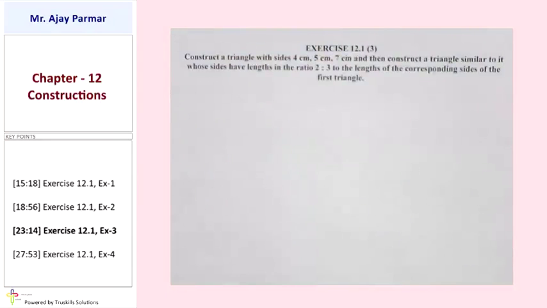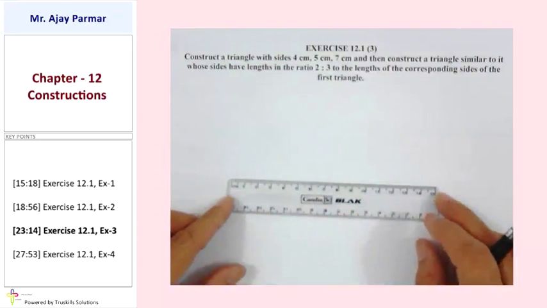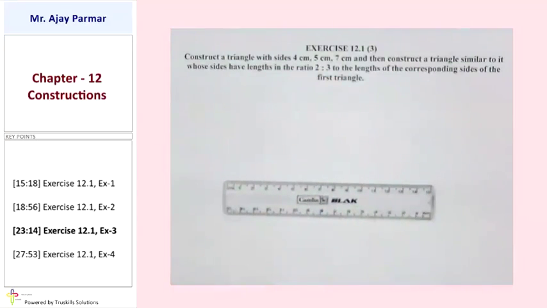We are supposed to construct a triangle whose sides are given to be 4 cm, 5 cm and 7 cm, and construct a triangle similar to this triangle whose sides are in the ratio of 2:3 to the lengths of the corresponding sides of the first triangle. So first of all, let us draw the triangle. You can start off with any of the sides first. I prefer that the longest side should be drawn as the base of the given figure.